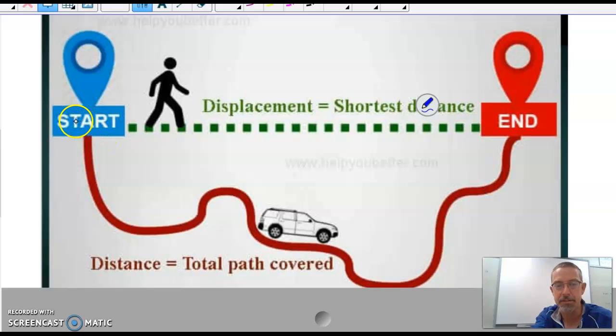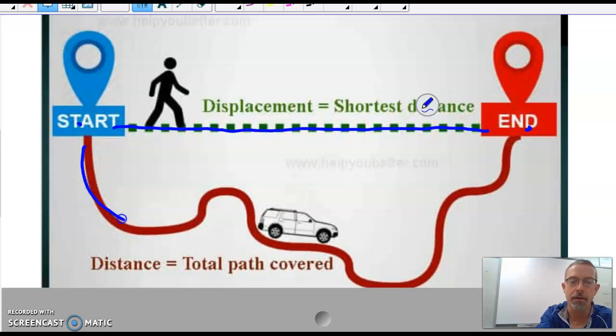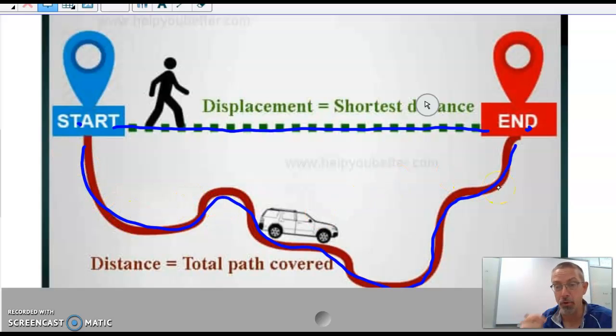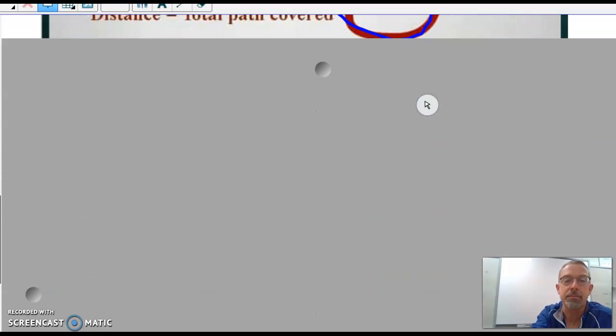Whereas my displacement is the difference between my final point and my beginning point. So this is my displacement. This whole thing is my distance. You'll notice here that the distance is significantly longer than my displacement in this case. So displacement and distance are not the same. Distance is like if you take a road to school, that is going to be a distance. But if you were to go as the crow flies, that would be my displacement.